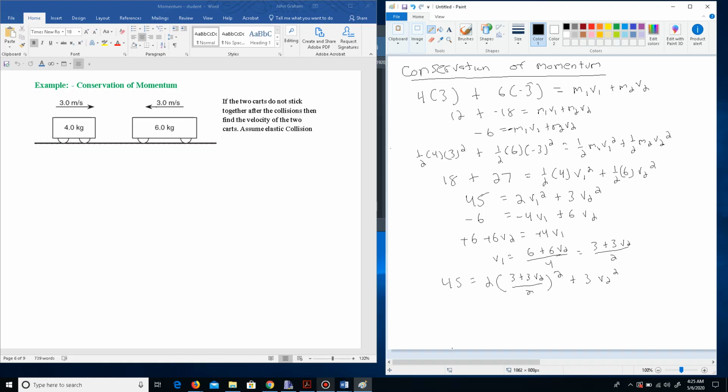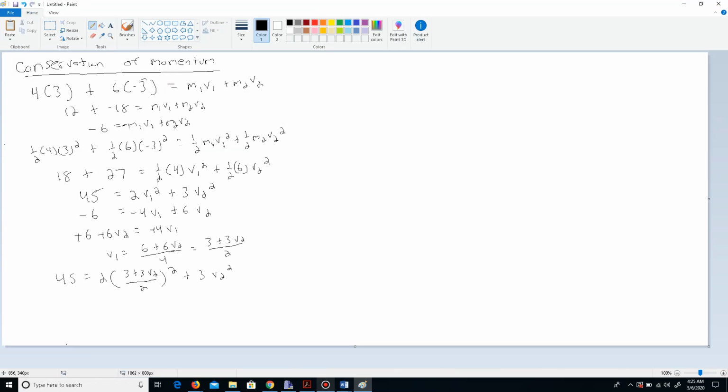Alright, so what I'm going to do, let me give myself more space now, is I'm going to do this part separate. So 2 times 3 plus 3 v2 over 2 squared.